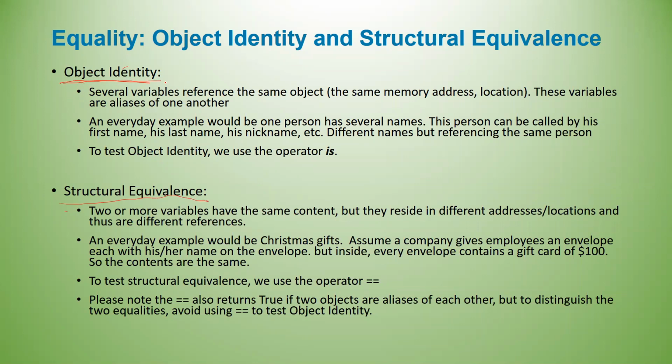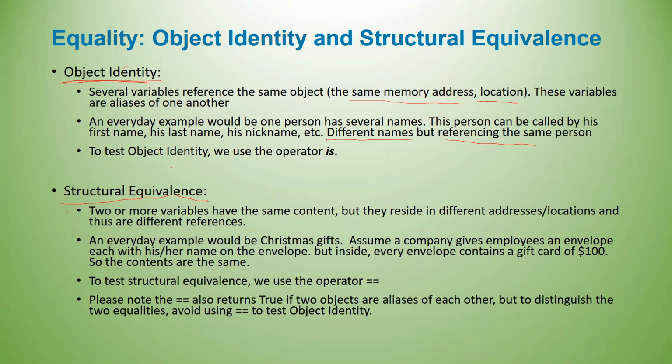Object identity means several variables reference the same object, because it's the same memory address, the same location. So these variables are aliases of one another. That's called object identity. That means they are the same object. They are just aliases to one another. I'm giving you an everyday example. One person has several names. This person can be called by his first name, his last name, his nickname, whatever name, right? All these different names are referencing the same person. That's called object identity. It's the same person.